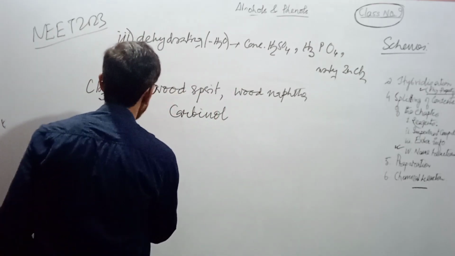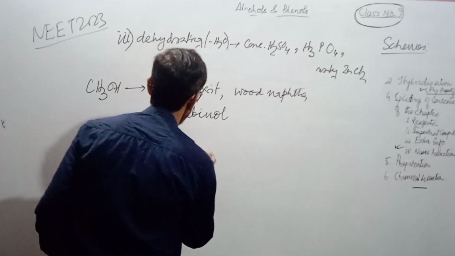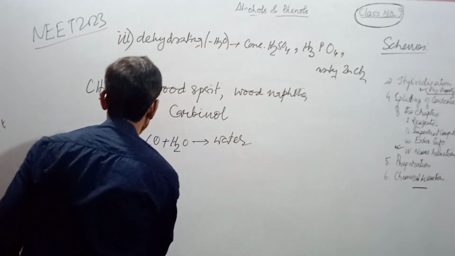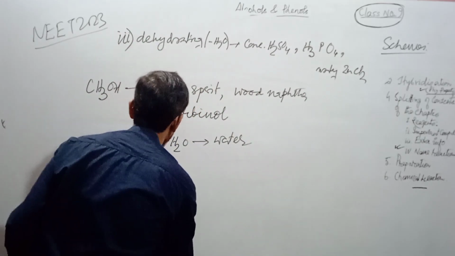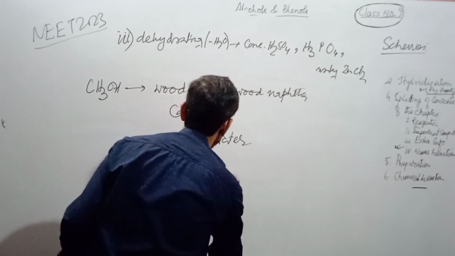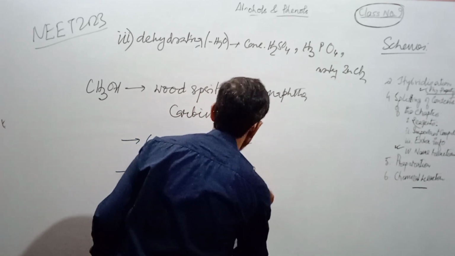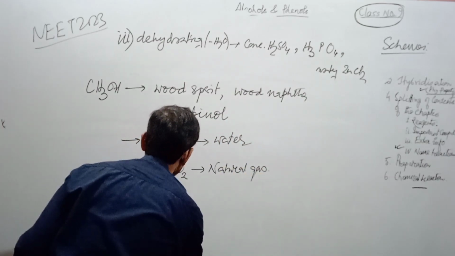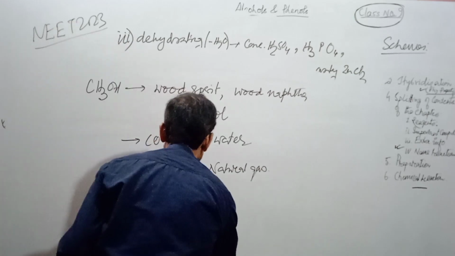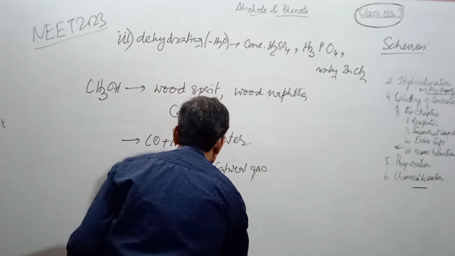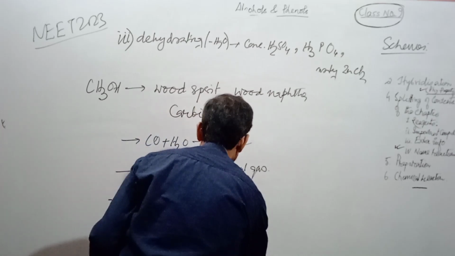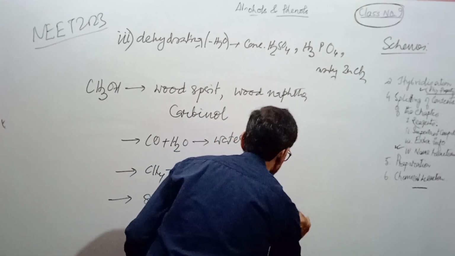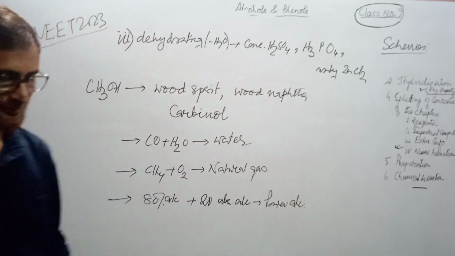Next one, you may forget, it will come: water gas. This is natural gas. This is 80% alcohol plus 20% absolute alcohol, which gives you power alcohol.